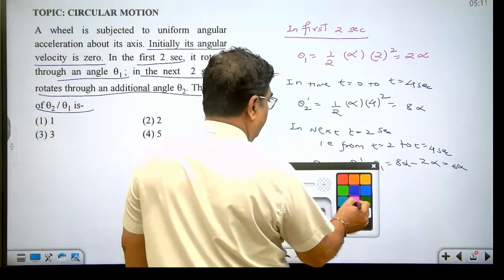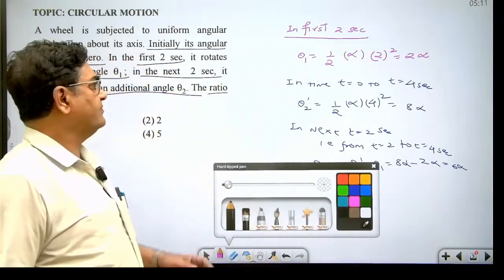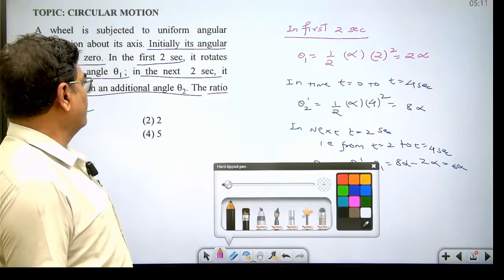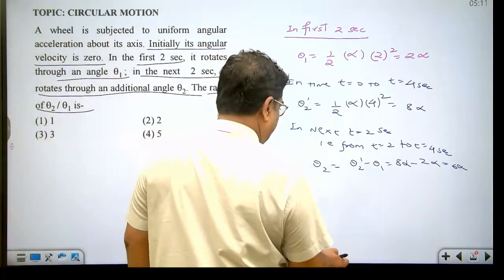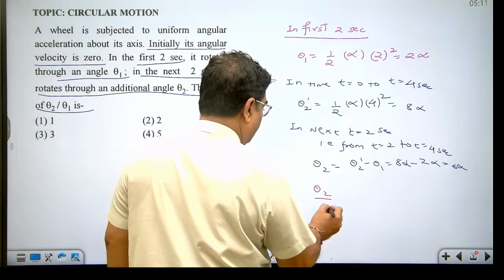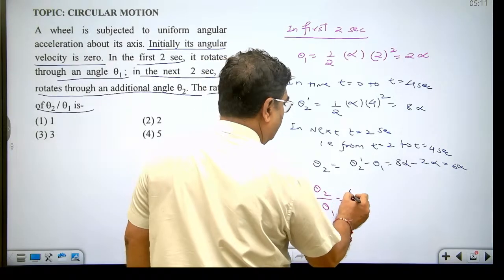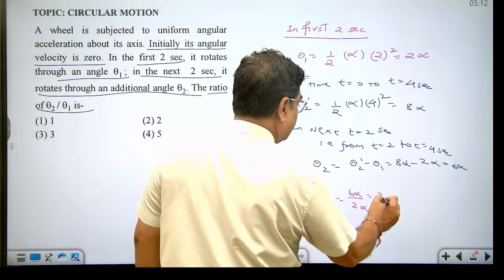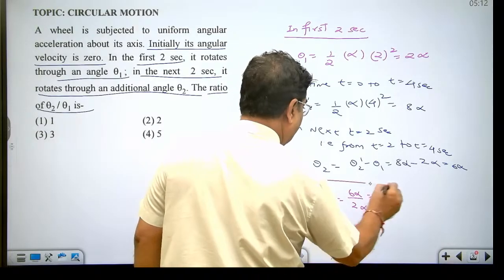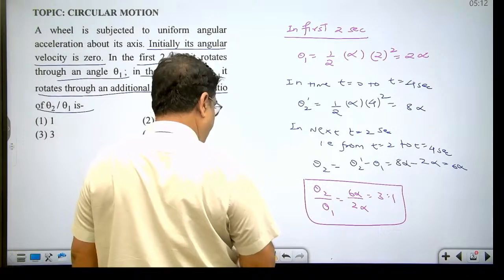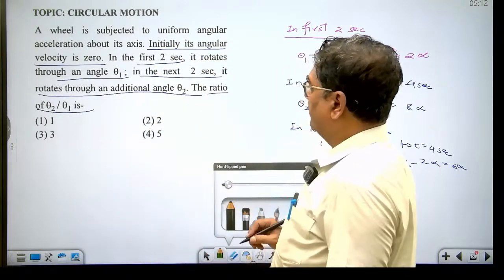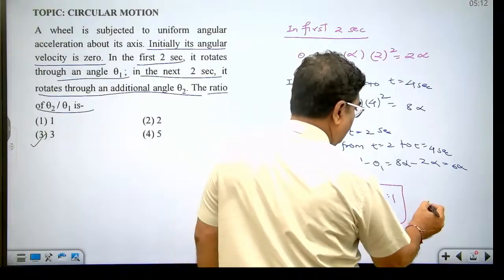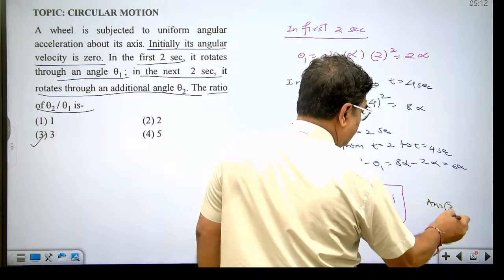So in the question, what is being asked? Ratio of the angle traveled, theta 2 upon theta 1. So our answer will be theta 2 upon theta 1 equal to 6 alpha upon 2 alpha. This is equal to 3:1. So out of 4 options, the correct answer is option 3. Option 3 is the correct answer.